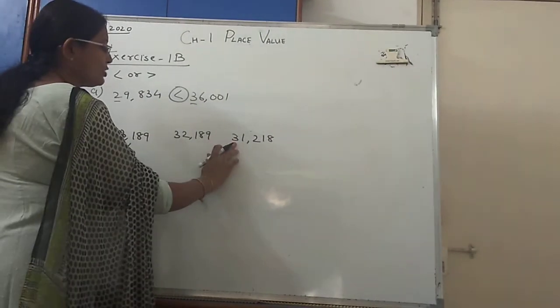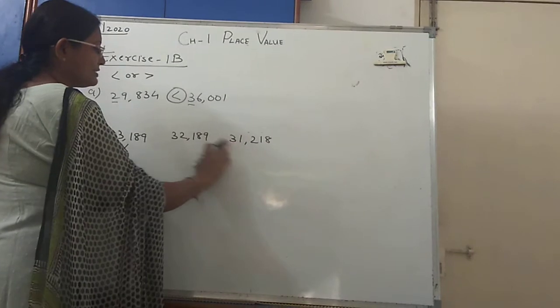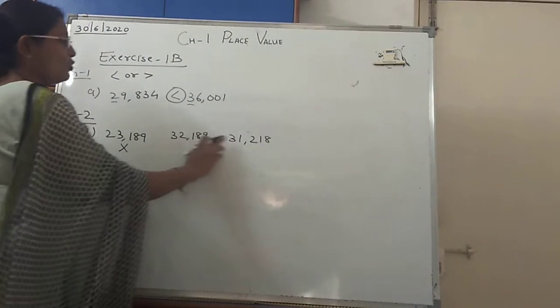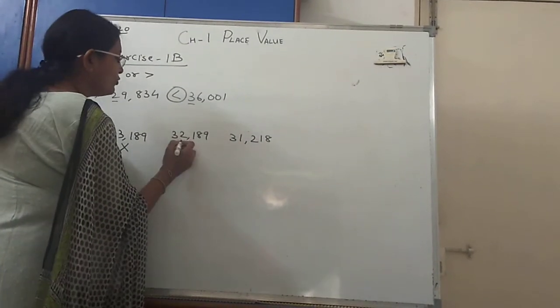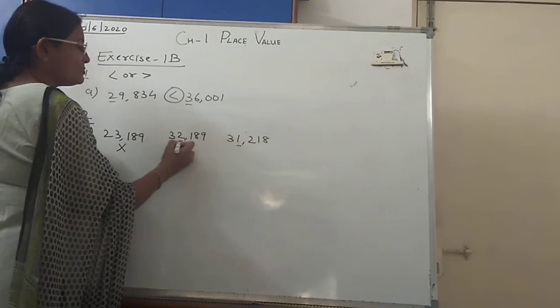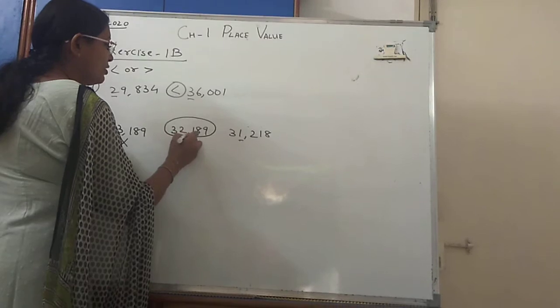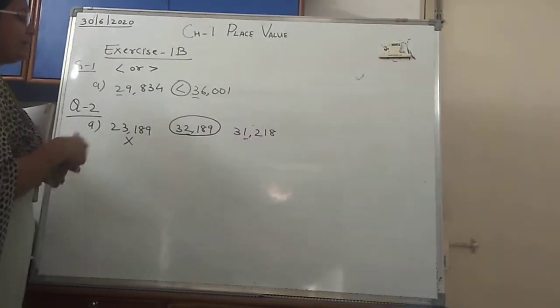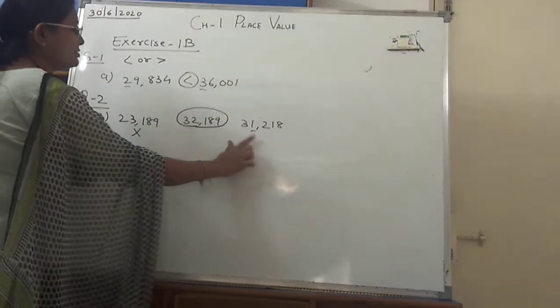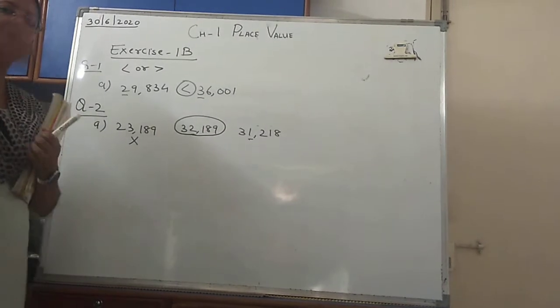So now only these two numbers I will compare. 3, 3 both are the same, so go to the next digit, that is 2, 1. Both are different. 2 is bigger than 1. So our answer will be 32,189, the greatest number from these three numbers. Is that clear, everyone? Right?